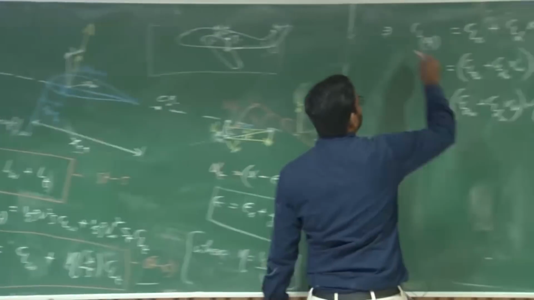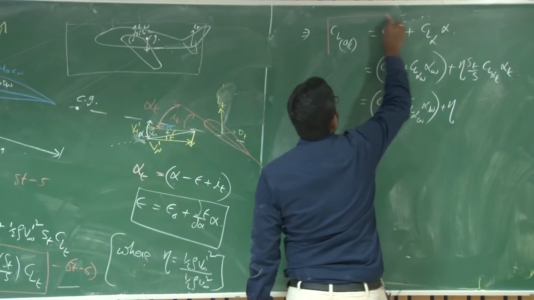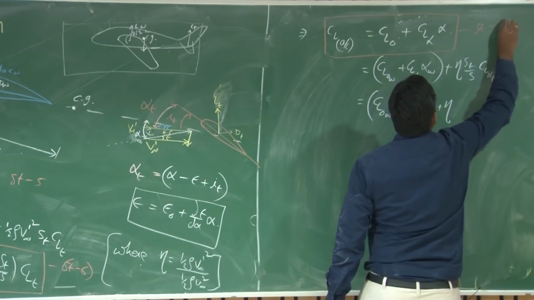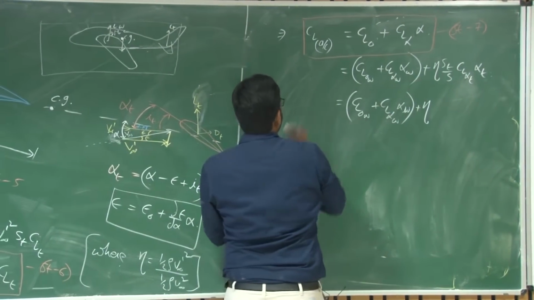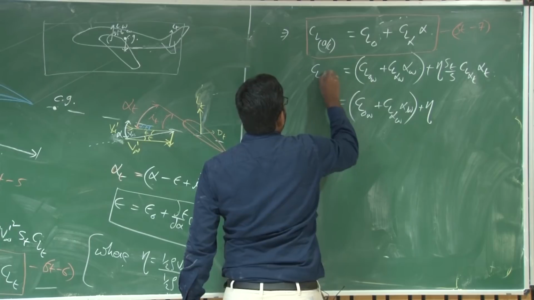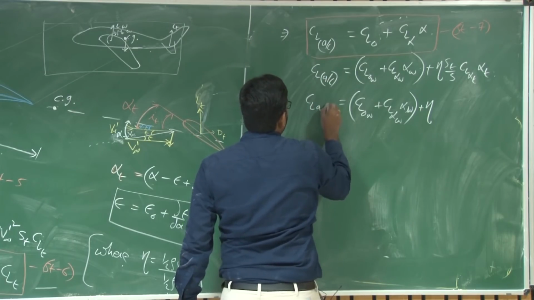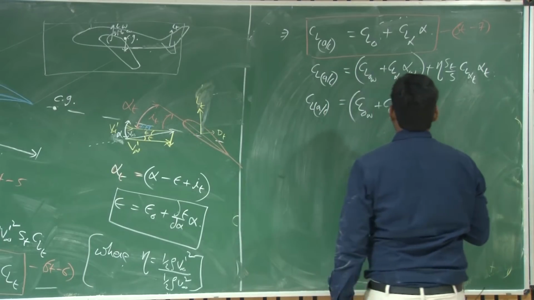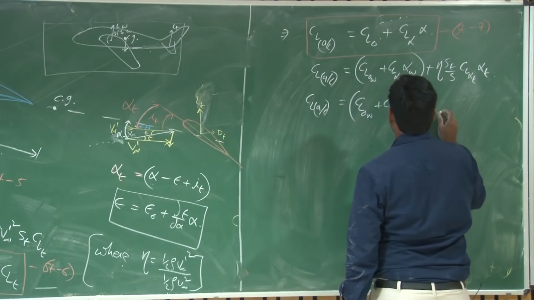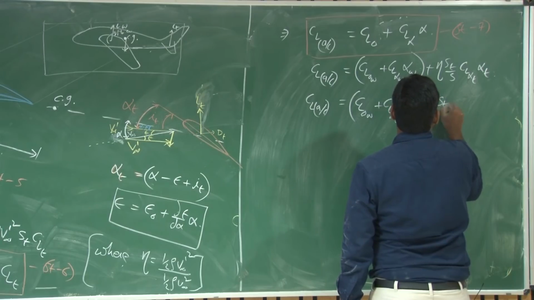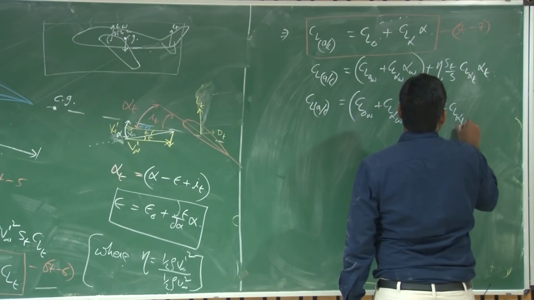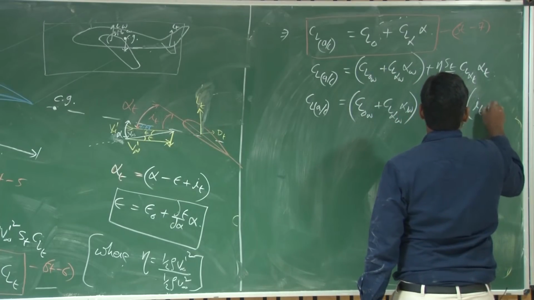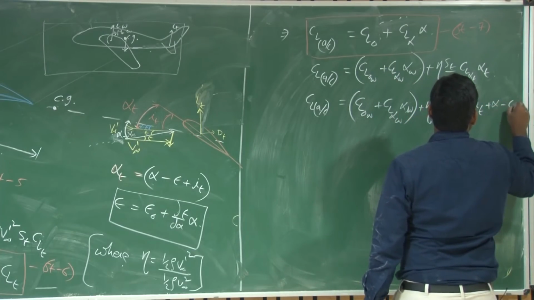So this is your stability equation 7. CL of aircraft is equal to eta ST by S into CL alpha of tail. What is alpha of tail? i_t plus alpha minus epsilon.